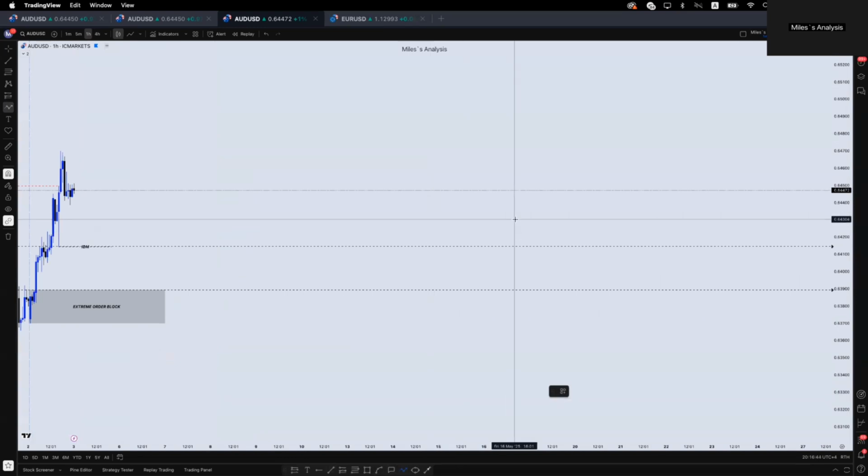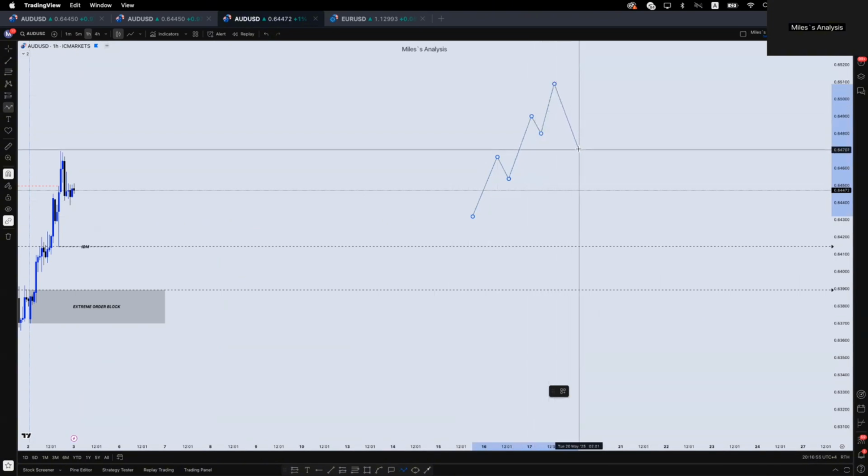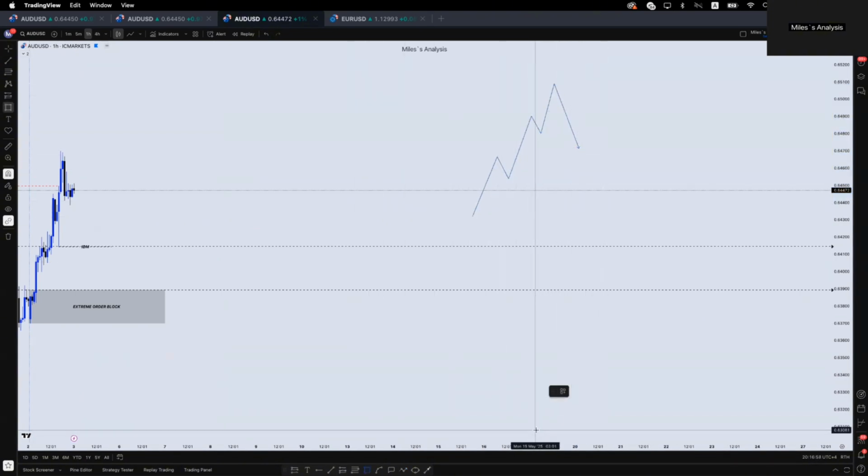So let's say price is in a bullish market, creating impulse, pullbacks, impulse, pullbacks, impulse. Then it comes back to take out this inducement. Once price takes out this inducement, it means this is our valid higher high. This will be our valid higher high, and then this will be our point of interest, right? This will be our point of interest.